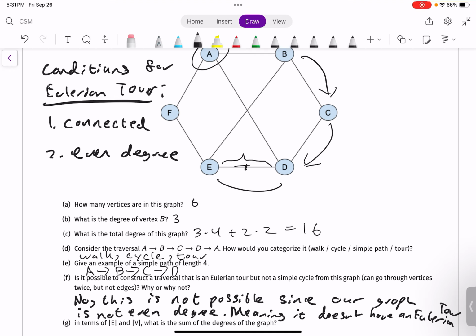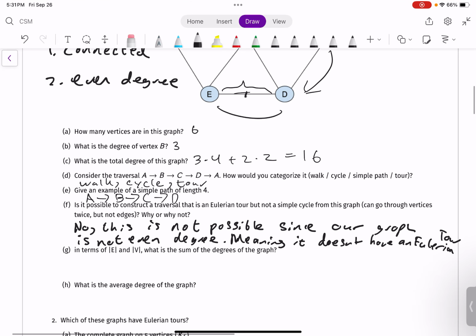For example, this edge connects vertices E and D, and it contributes 1 degree to vertices E and D. So we can then claim that the sum of the degrees of our graph is equal to 2 times the number of edges.